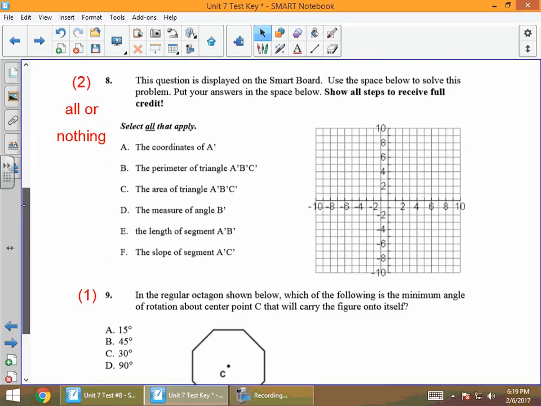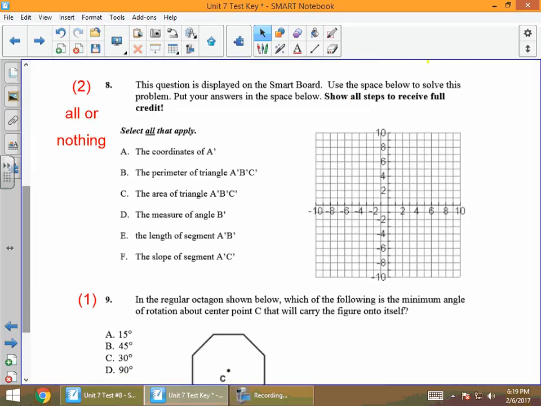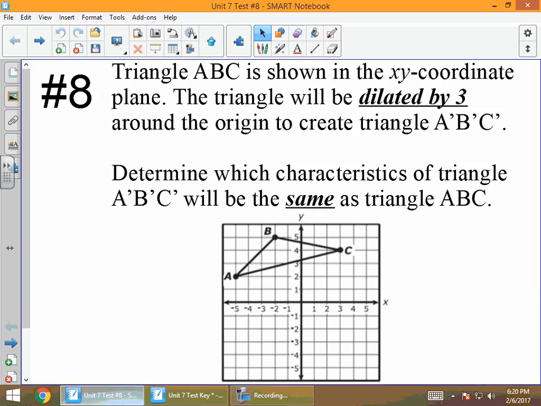Question number 8 says this question is displayed on the smartboard. Use the space below to solve this problem. Put your answer in the space below. Show all steps to receive full credit. Select all that apply. So the first thing I'm going to do is bring up what you saw on the smartboard. It says triangle ABC is shown in the XY coordinate plane. The triangle will be dilated by 3 around the origin to create triangle A prime, B prime, C prime.